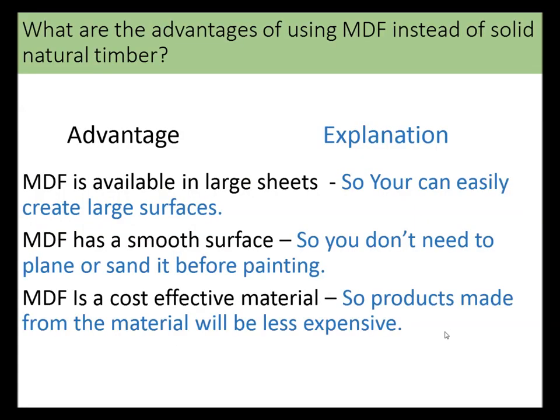So what are the advantages of using MDF? Now this is part of the question. What are the advantages of using MDF instead of solid natural timber? Well, let's have a look. Advantage number 1, MDF is available in large sheets. The explanation being, you can easily create large surfaces. So you can make large surfaces easily using the large sheets.